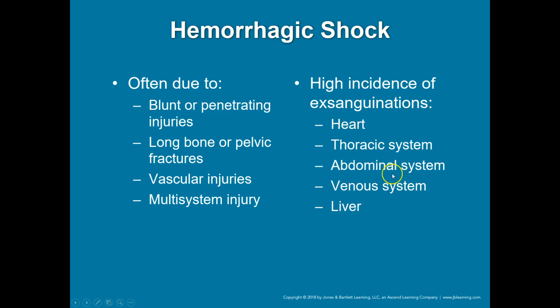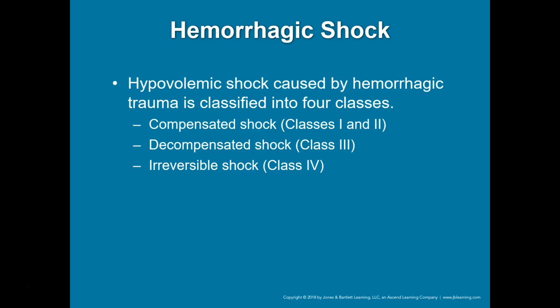The thoracic and the abdominal systems are able to conceal large amounts of blood inside of them, so an internal bleed can go a long time without being noticed. And when injured externally, you can lose a lot of blood. Your venous system and your liver actually hold a very large amount of blood, and liver lacerations, which are pretty common in more high-speed vehicle accidents, carry a high incidence of exsanguination as well.